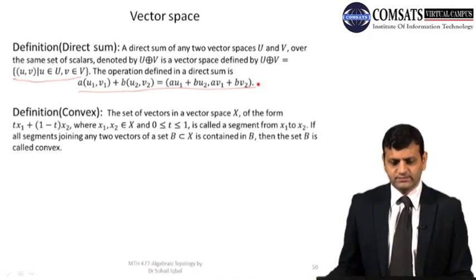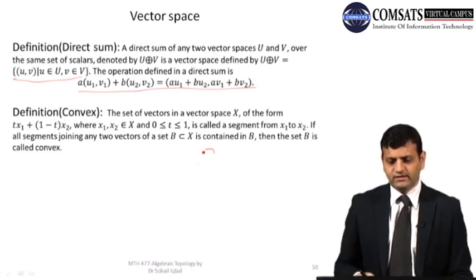So what is a convex set? So a set of vectors in a vector space X of the form is called segment from X1 to X2. So if all segments joining any two vectors of a set B of X is contained in B, then the set B is called convex set.